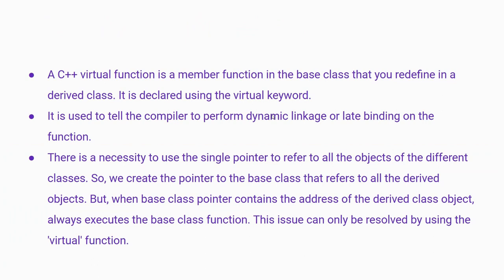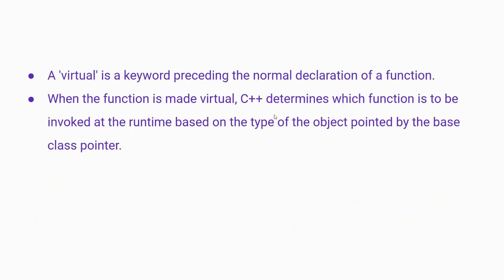There is a necessity to use a single pointer to refer to all the objects of the different classes. So we create a pointer to the base class that refers to all the derived objects. But when the base class pointer contains the address of the derived class object, it always executes the base class function. This issue can only be resolved by using the virtual function.